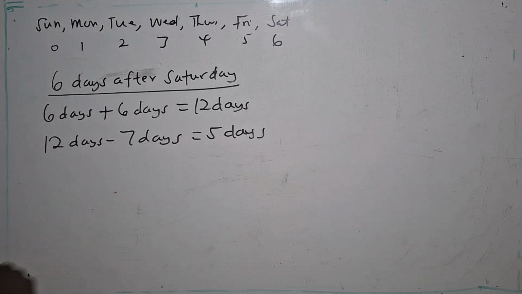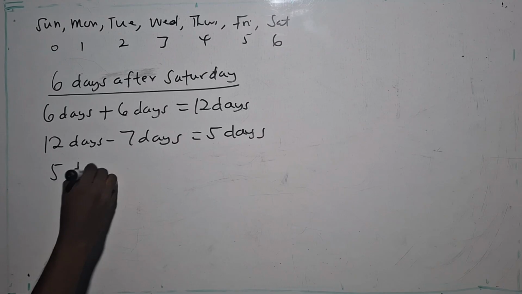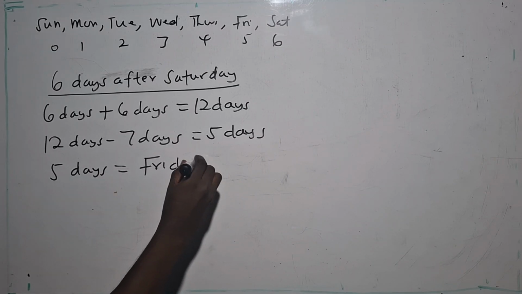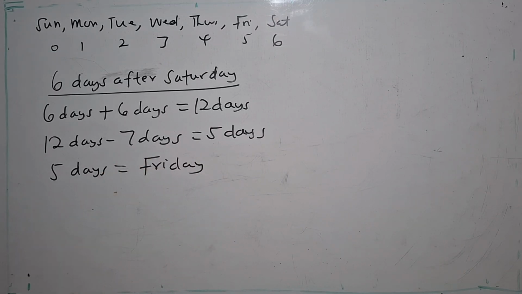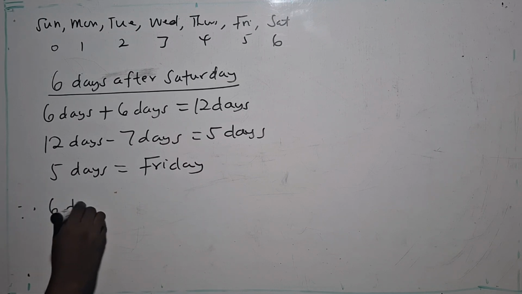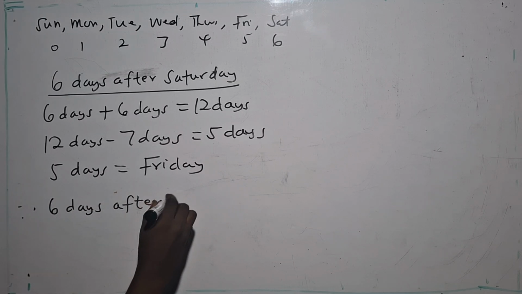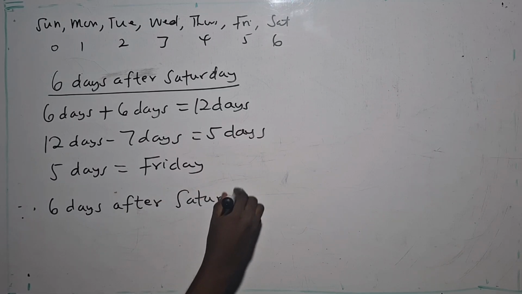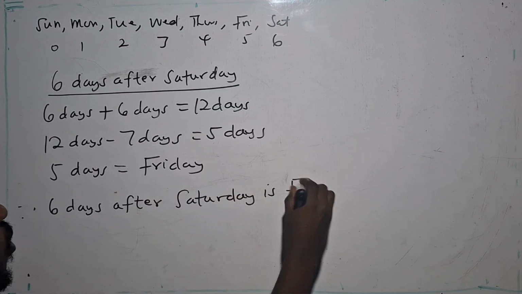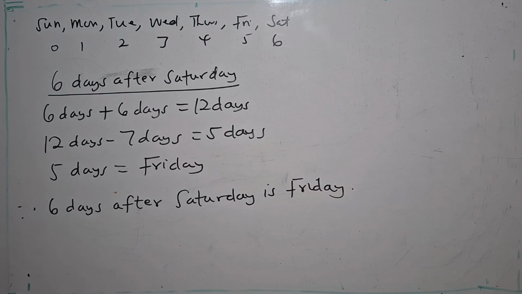And according to the guide here, 5 days falls on what? Friday. So 5 days is equal to Friday. So therefore, 6 days after Saturday is Friday. Yes. Counting 6 days with your hand one after the other will also give you the same thing, but here you are applying it in modulo arithmetic. Simple as that.